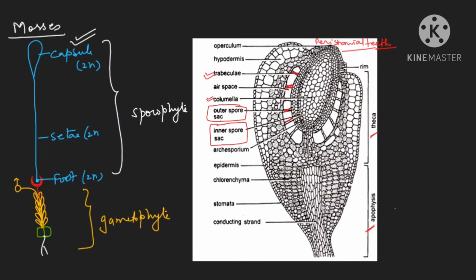Is it clear? Now, very important concept. Please try to understand. Here you are finding chlorenchyma cells. It means they are having chloroplast. If they are having chloroplast, it means they can do photosynthesis, but they are not able to do it completely. So in case of the mosses, sporophyte is partially dependent on gametophyte. We will say it is partially dependent on gametophyte.